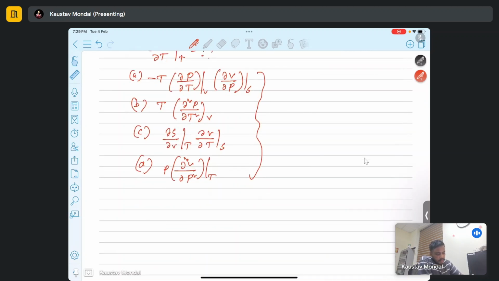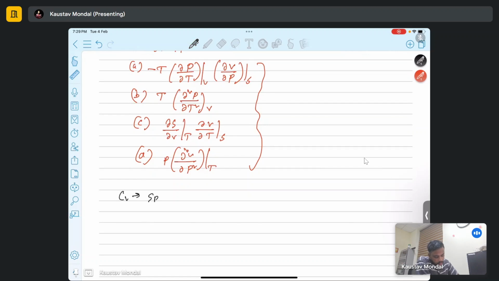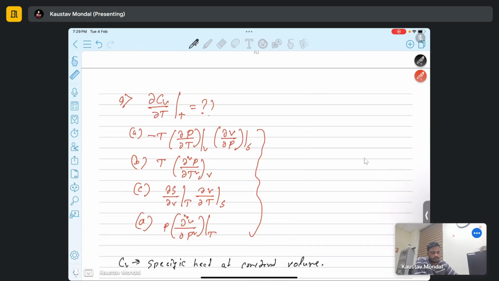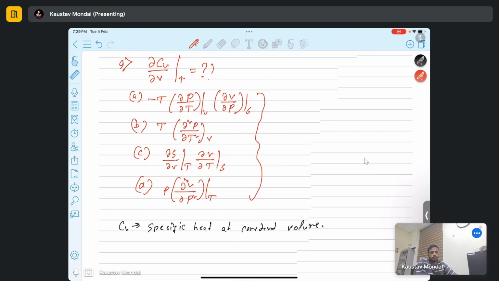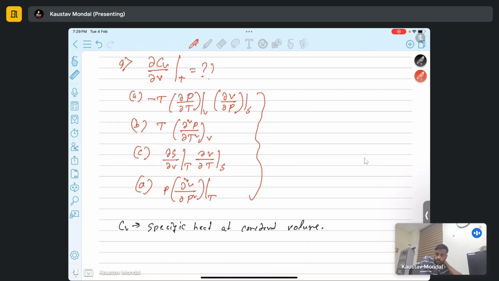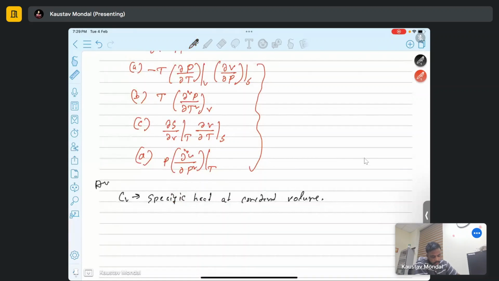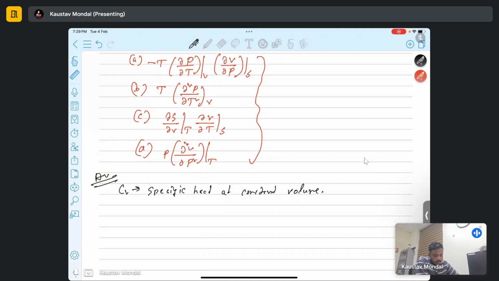So here Cv is the specific heat at constant volume, specific heat of the gas, I mean. So the derivative of the specific heat at constant volume with respect to volume at constant temperature, del Cv del V at constant temperature, would be equal to what? So now to solve this, let's first write the form of this specific heat.